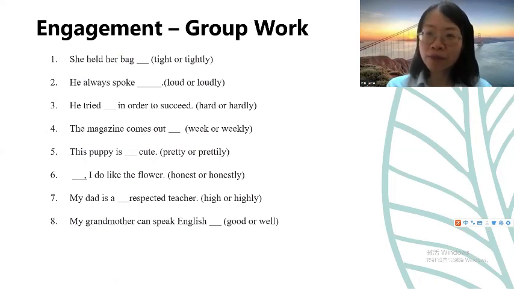Okay, I'll give you one example before we start. She held her bag tight or tightly. So you highlight the right answer, tightly. Okay, before we start, any questions, comments? Okay, let's get started.